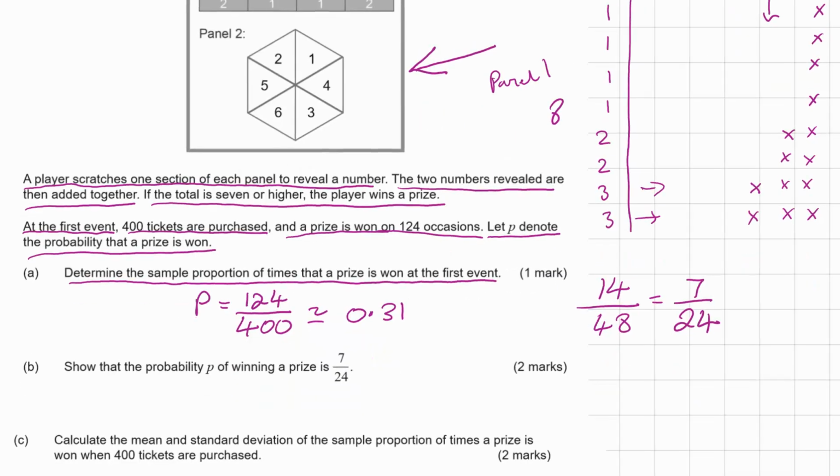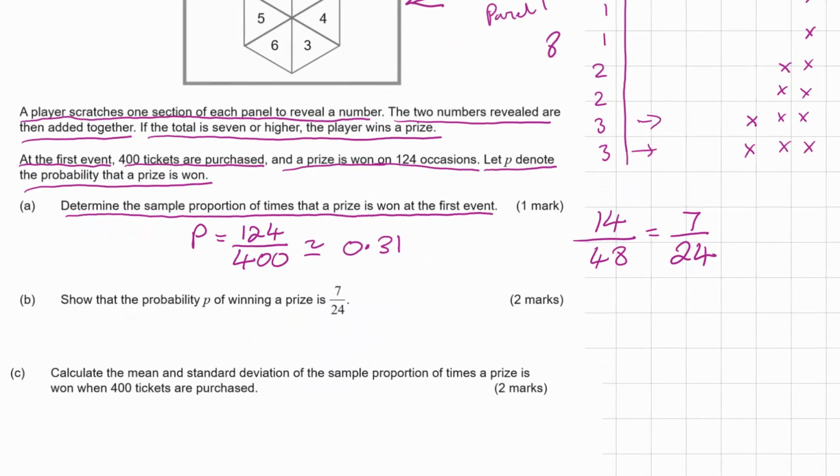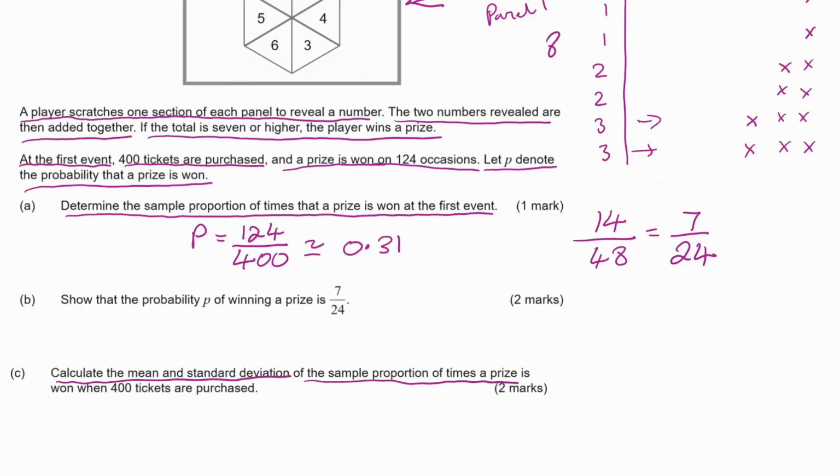So in part C, we want to calculate the mean and the standard deviation of the sample proportion of times a prize is won when 400 tickets are purchased. Well, the mean is just going to be the 7 over 24 that we just calculated.